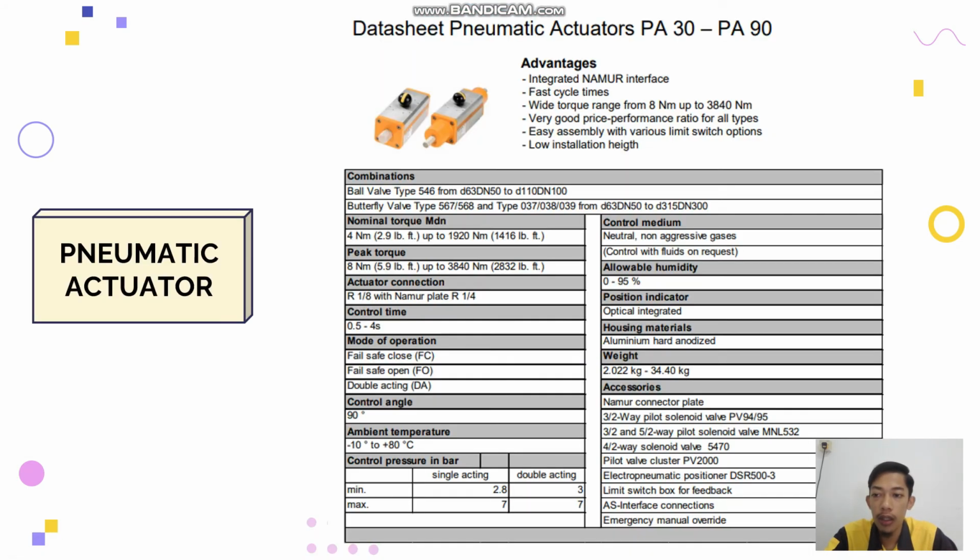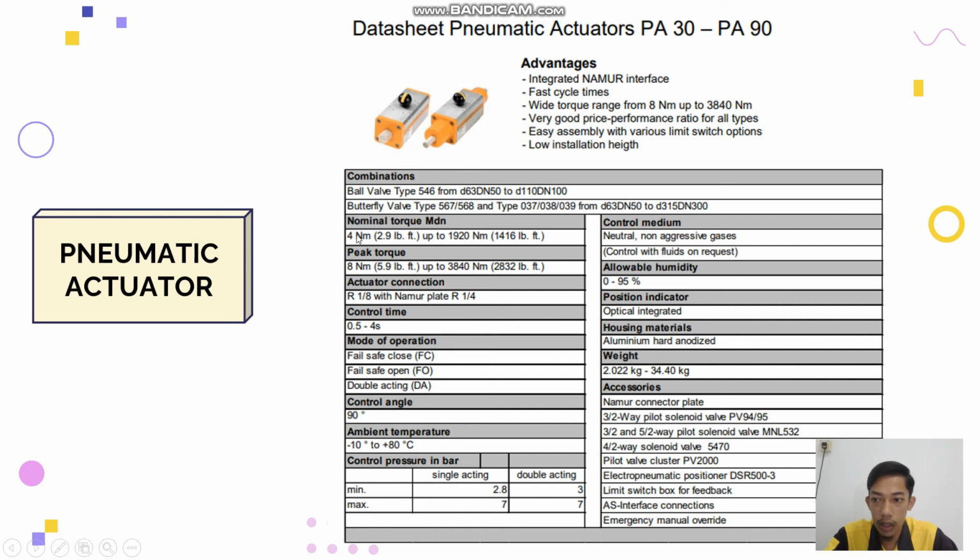Next, for the actuators, first the pneumatic actuator. The advantages of the pneumatic actuator are an integrated NAMUR interface, fast cycle time, and a wide torque range from 8 Newton meters up to 814 Newton meters. It has a very good price-performance ratio for all types, easy assembly with various limit switch options, and thus a low installation height.